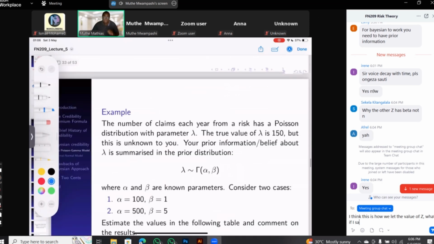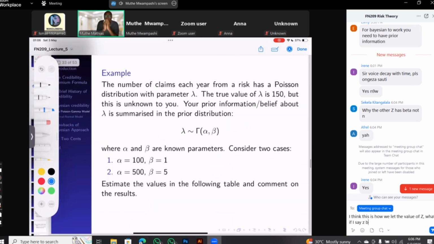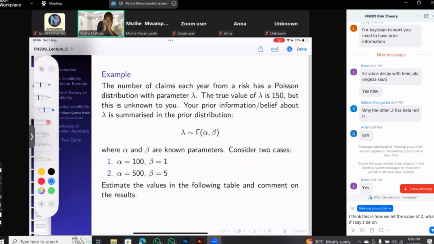So let me show this example here. This question here, I've asked a number of times, not exactly the same question, but a question of this nature. Because I think it's a good question for you to think about the weights.